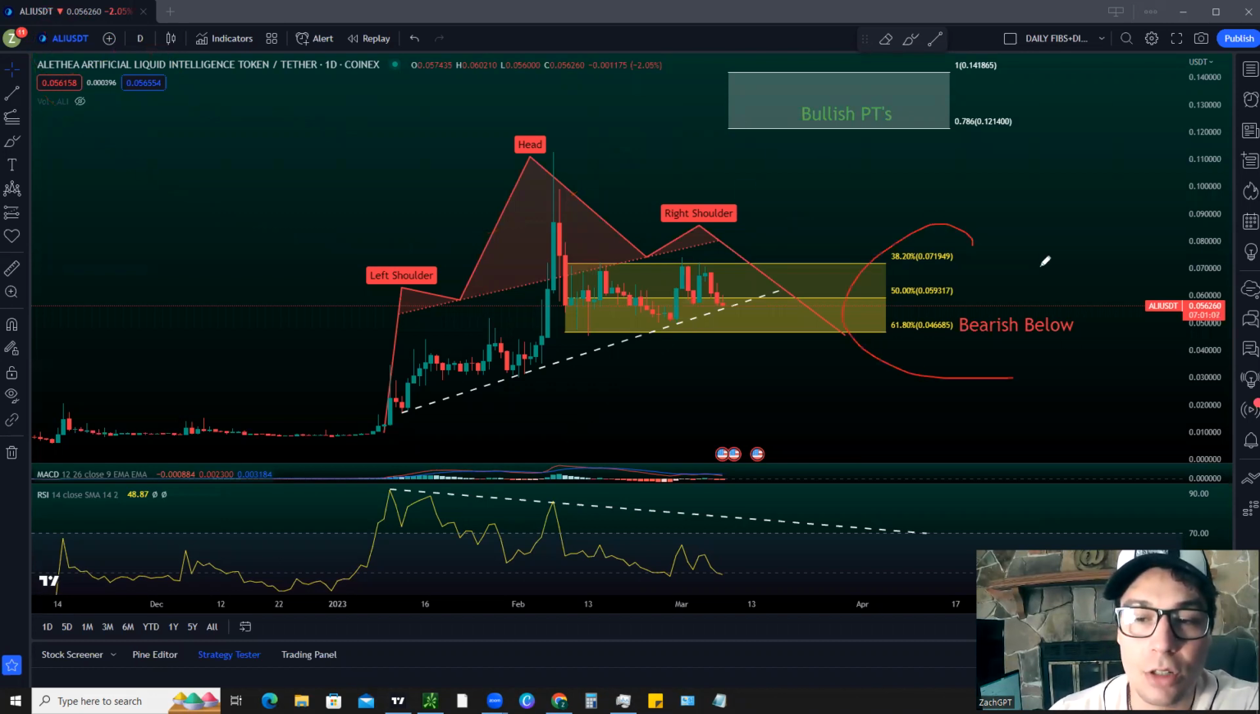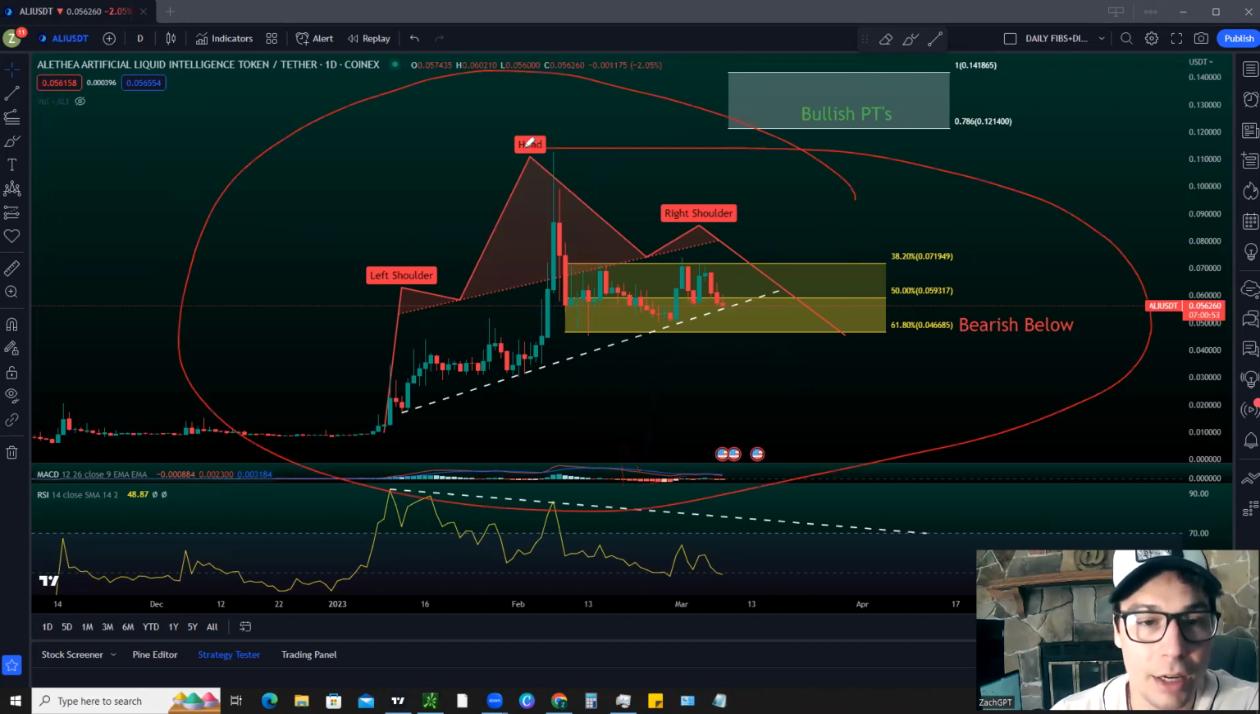We're going to go over the major levels of support we need to hold. If we do hold these, we do have a possibility of continuing another push up higher to hit some bullish price targets. But we do have a couple things we need to be cautious of on the RSI, as well as a chart pattern we have developing here.